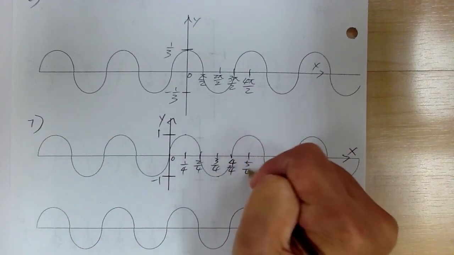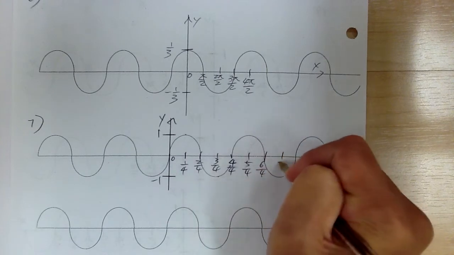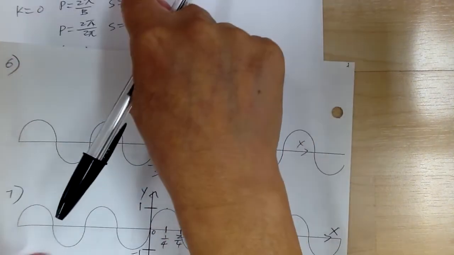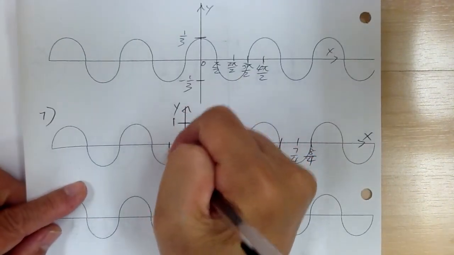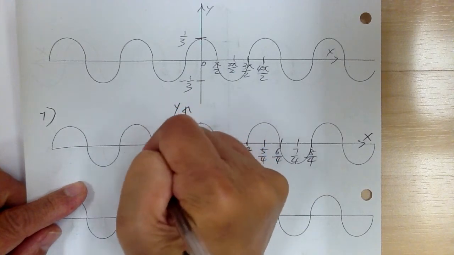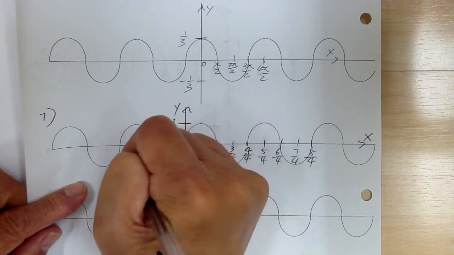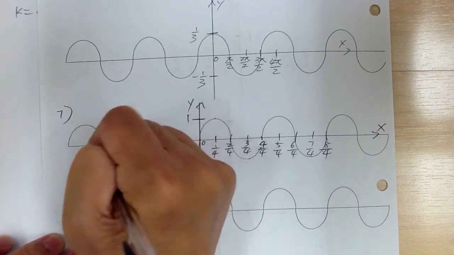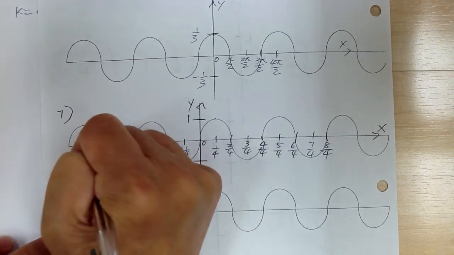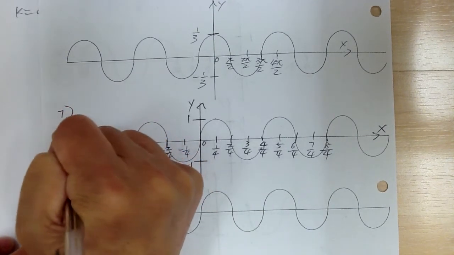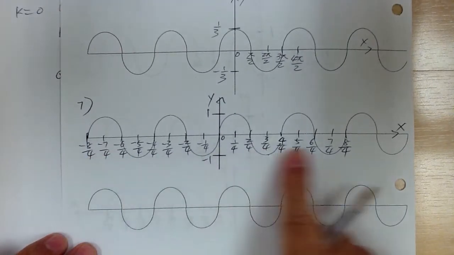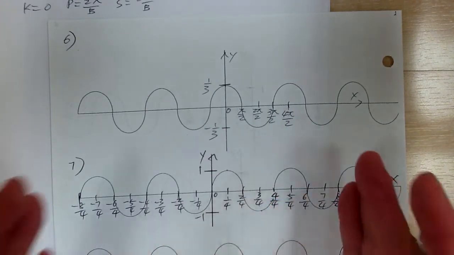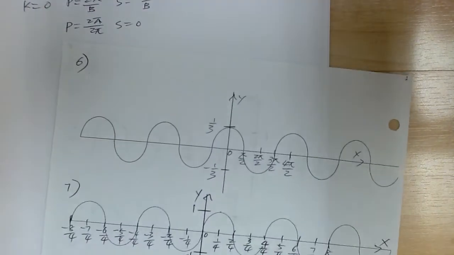So this is 5 over 4, 6 over 4, 7 over 4, 8 over 4. Okay? And then you have to go all the way back to negative 2. So negative 1 over 4, negative 2 over 4, negative 3 over 4, negative 4 over 4, negative 5 over 4, negative 6 over 4, negative 7 over 4, negative 8 over 4. Okay, so you go all the way from negative 2 to positive 2. So make sure you get the correct domain for that. Okay.